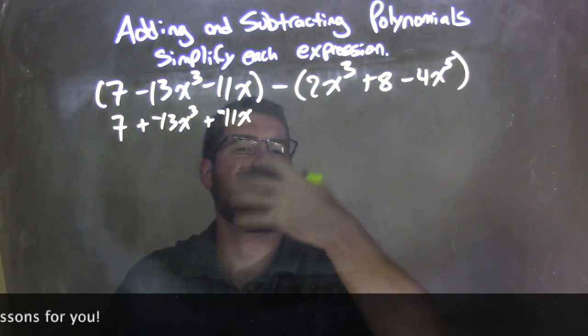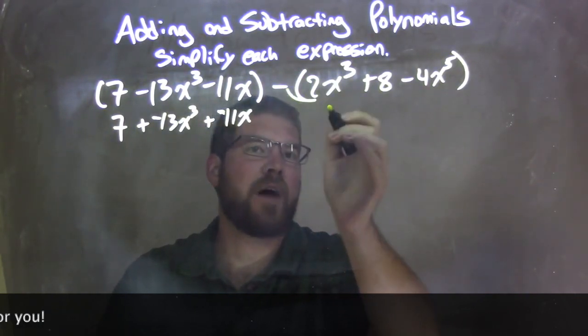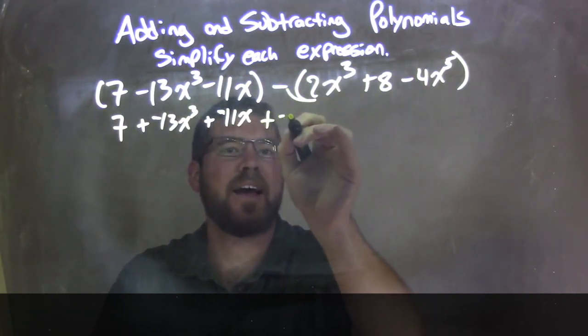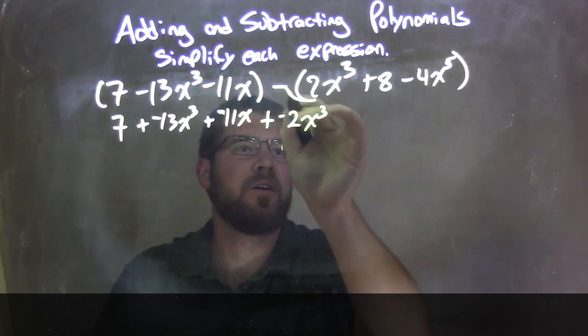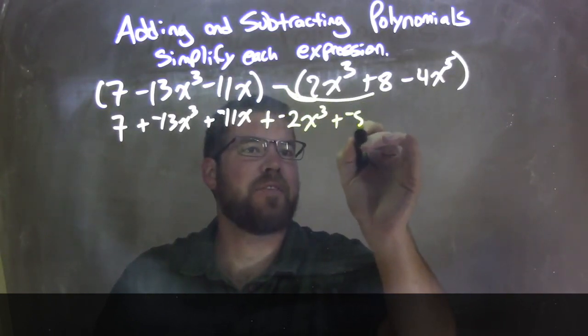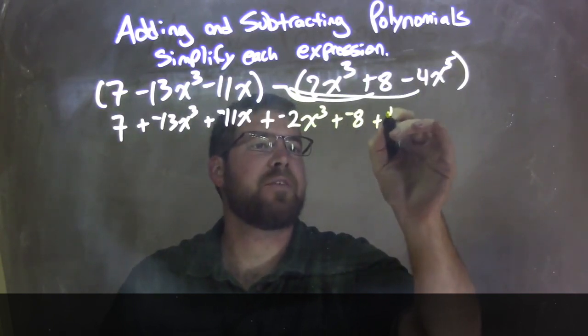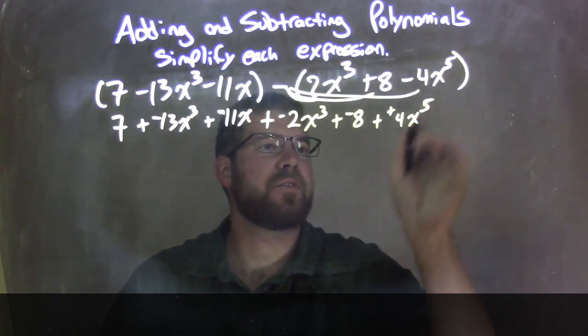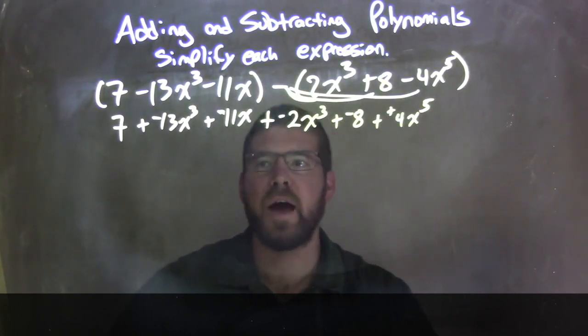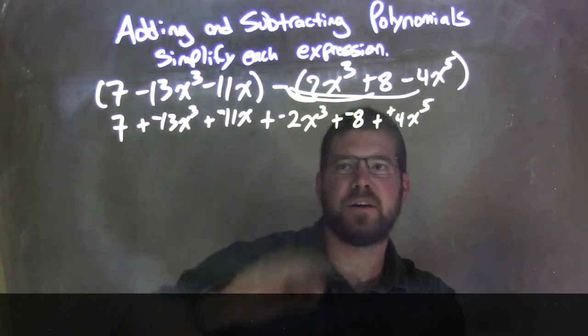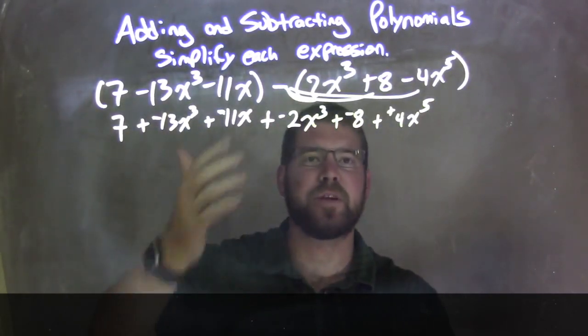Then I'm going to distribute this minus sign across. But when I do that, I make everything adding a negative. So subtracting a 2x to the third is adding a negative 2x to the third. Subtracting an 8 is adding a negative 8. Subtracting a negative 4x to the fifth is adding a positive 4x to the fifth. Okay? So now I have all addition here, and they're positive and negative numbers in different degrees.